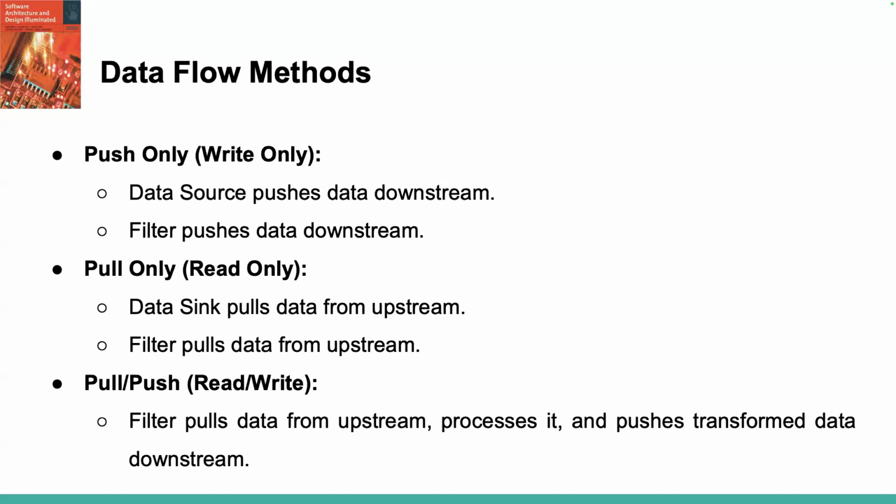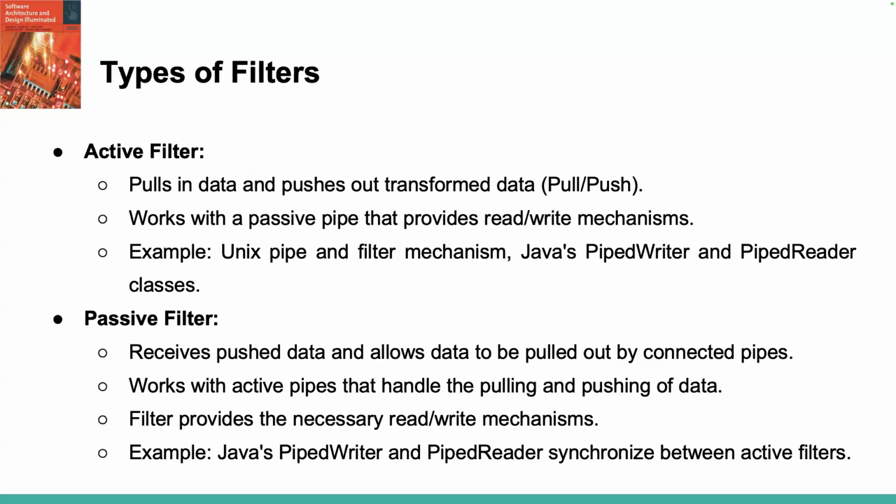The flexibility of using different data flow methods means that we can tailor the system to the specific processing requirements. For example, a real-time system might benefit from a push-only model, while a batch processing system may favor a pull-only approach. Now let's explore the two main types of filters.